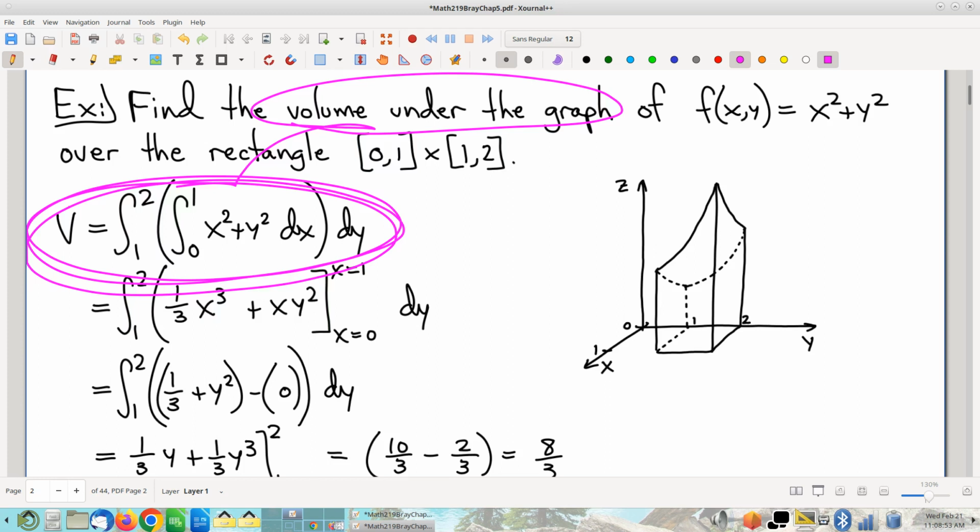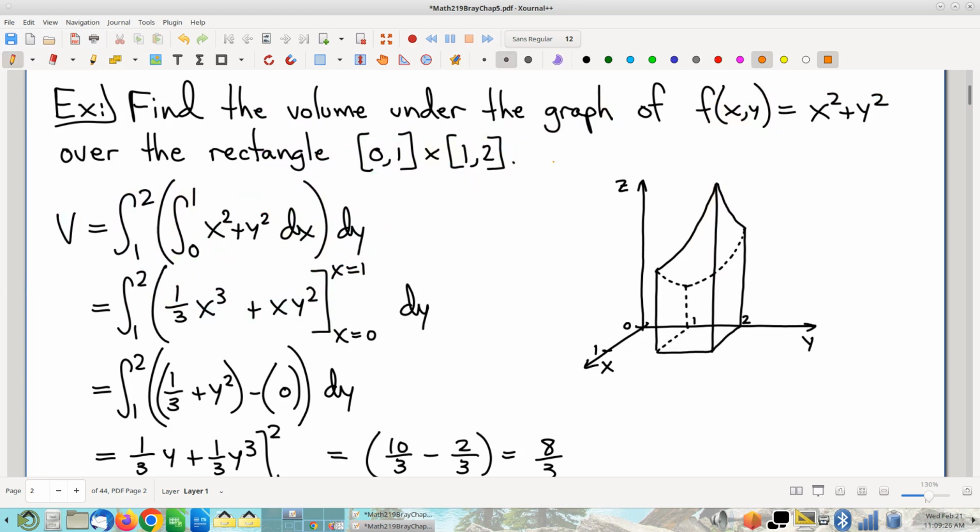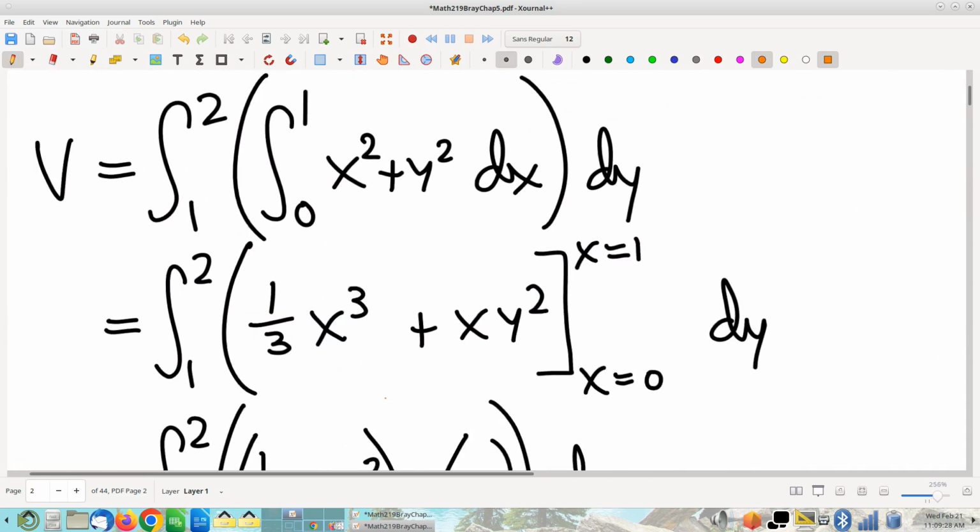Okay, so we know volume is this iterated integral. We know that the range of values of x is 0 to 1. So x goes from 0 to 1, so our x bounds are 0 to 1. We know that y goes from 1 to 2, so our y bounds are 1 to 2. The function is x squared plus y squared. So that goes there, right? And now plug and chug. There are 2 little tricky bits.